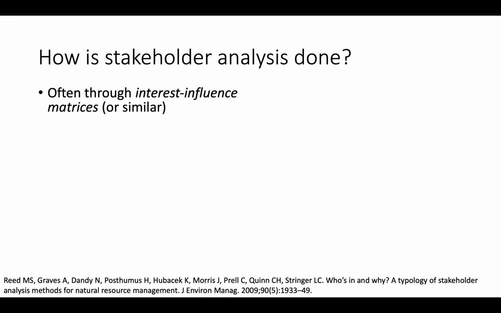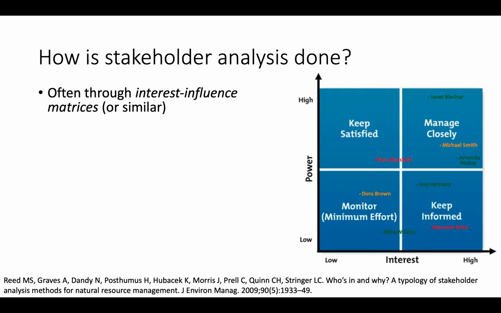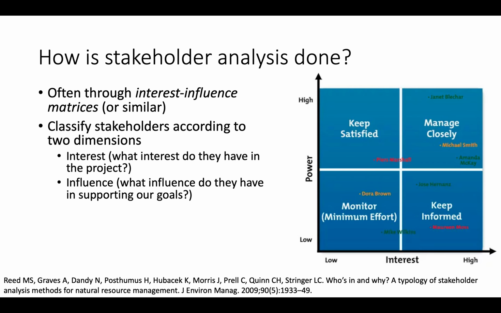So how is it done? Well, often stakeholder analysis or stakeholder mapping is conducted through what's called an interest-influence matrix or something similar. And this is a 4-quadrant matrix across 2 axes, typically one being interest and the other one being influence or power. So what we end up with by classifying across interest and influence, and by interest I mean what interest do they have in the project, and by influence I mean what influence do they have in supporting our goals.